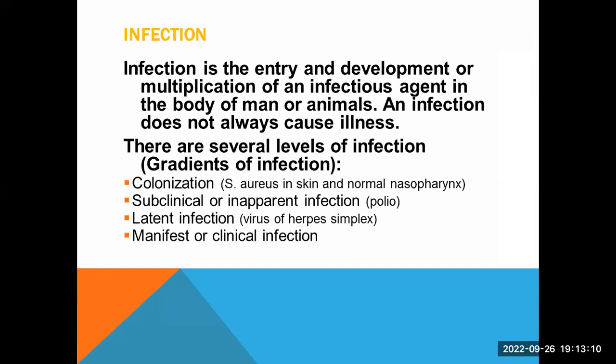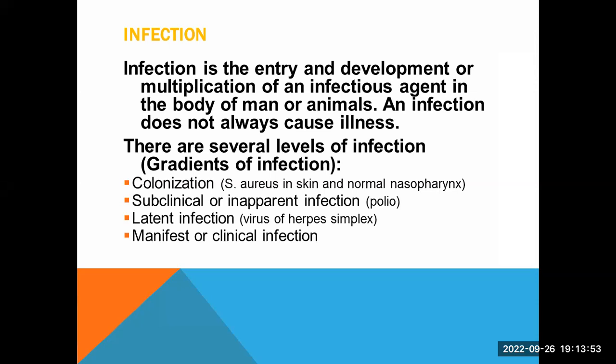This brings us to the next definition: what is an infection? Infection as a terminology is more concerned with the entry, development and multiplication of an infectious agent in the body of a man or an animal. Infection itself does not always cause illness. Sometimes there is colonization, where microorganisms simply live on our body. We have Staph epidermidis on our skin, some microorganisms living in our genital tract, and some in the GIT. These are organisms colonizing us, so it doesn't necessarily mean that they would cause infection. They are living with us.